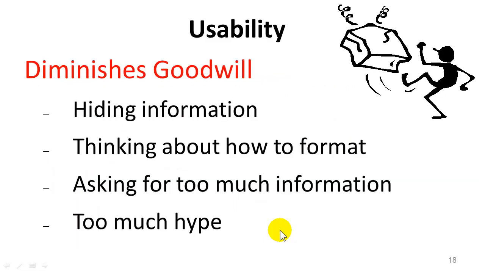If the product isn't usable, it will diminish goodwill. For example, hiding information. You're going to a website and you can't find the price. You're filling out a form and you need to think about how to format. They don't tell you how to format, and you format something and it tells you it's wrong. All right, on and on and on, too much information or too much hype. These things just diminish goodwill.